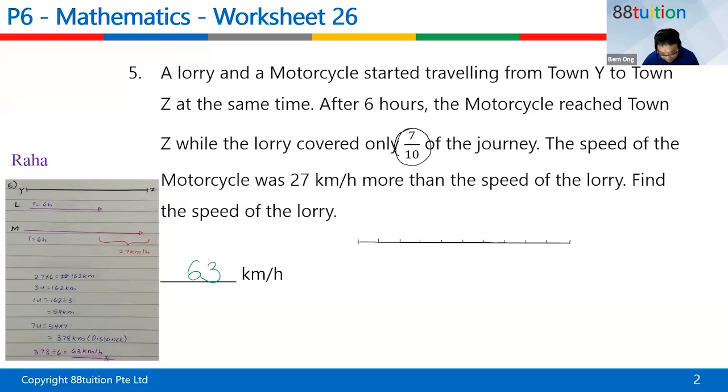Okay, so let's read first. A lorry and a motorcycle started traveling from Y to Z at the same time. So this is Y and this is Z. So we have a motorcycle on top maybe, started to travel in this direction, in the same direction, and our dear lorry. Lorry is here. L is for lorry, also travel in this direction.